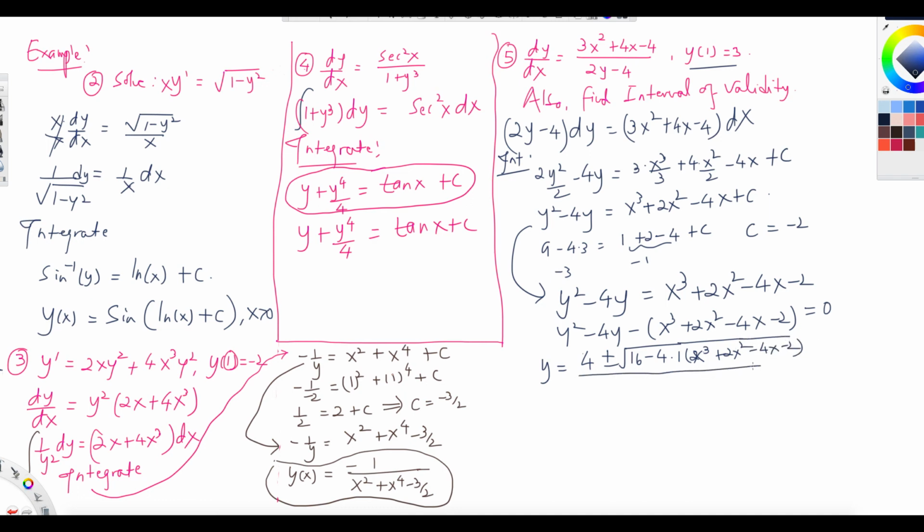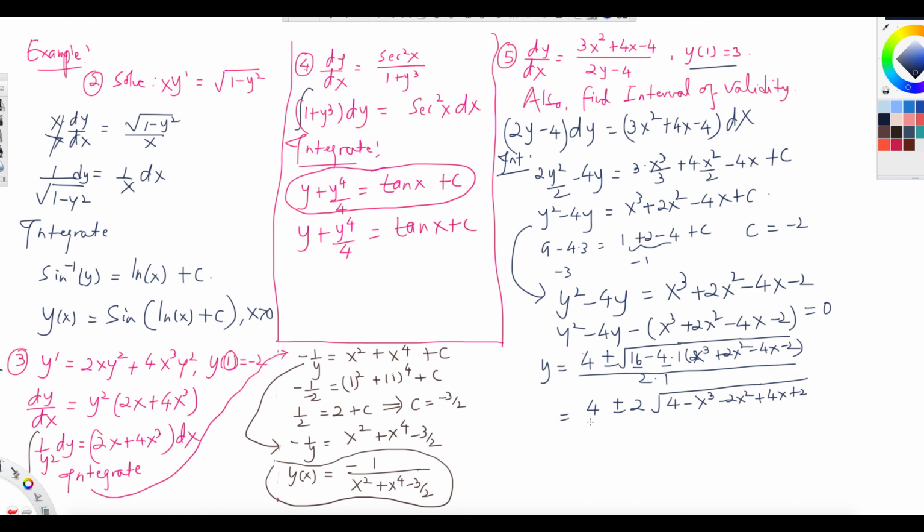Divide by 2 times 1, which is 2a, right? So let's do this. I want to do 4 plus or minus. This 4 is common to both terms inside the root, right? So if I take this out, it will come out as 2. What is left? I'm taking out 4 from each term there. So 4 minus, let me distribute that negative sign, x cubed minus 2x squared plus 4x plus 2. This is what you will get.